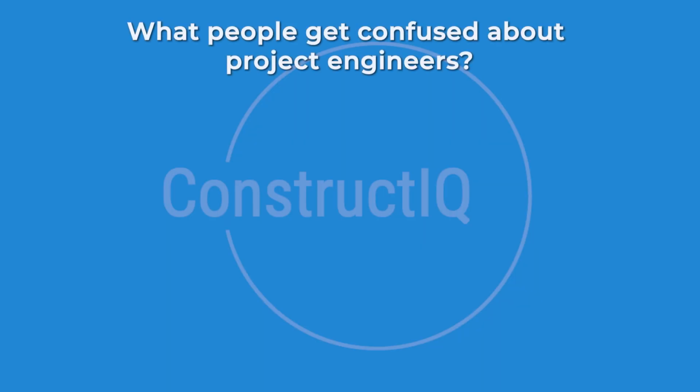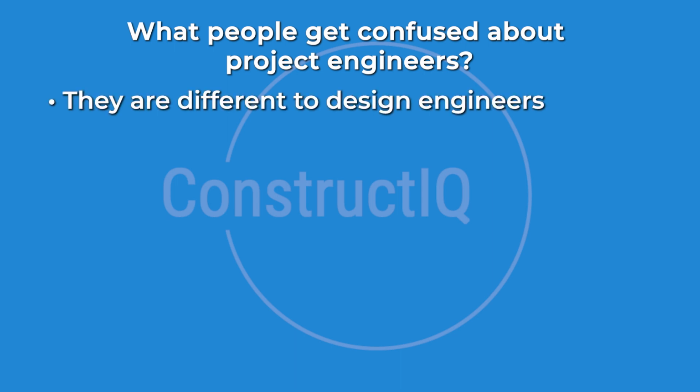The number one thing people get confused about construction engineers and project engineers is that they are different to design engineers. People think a project engineer is the same as a design engineer. It is a completely different job.